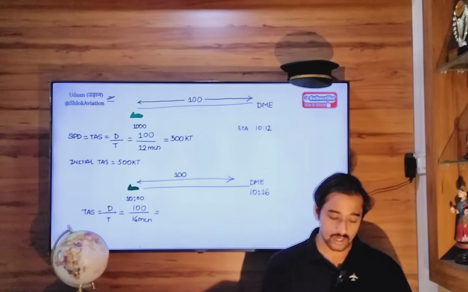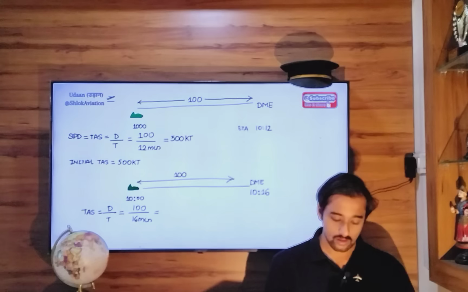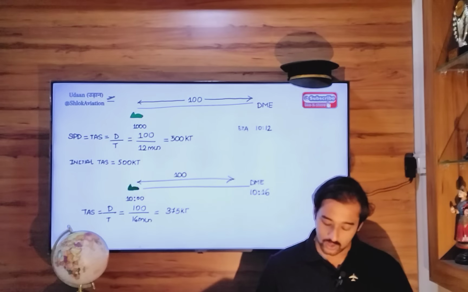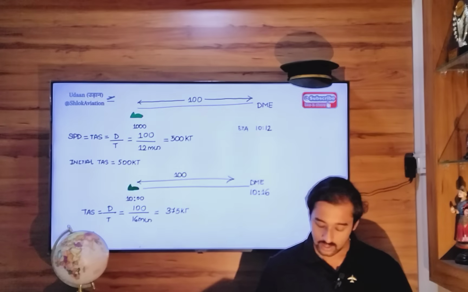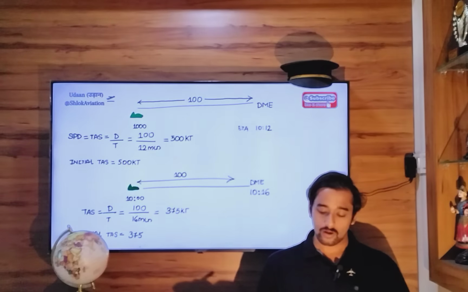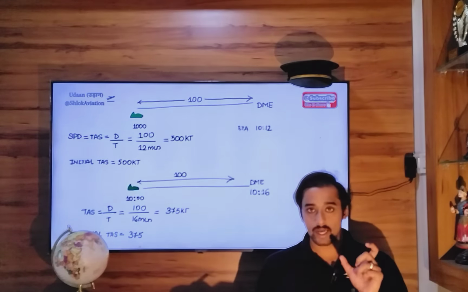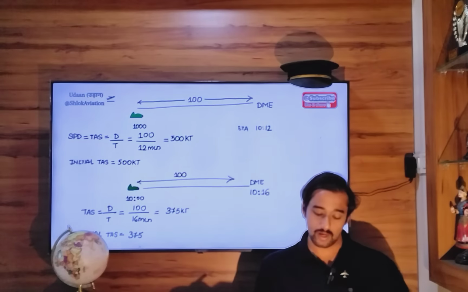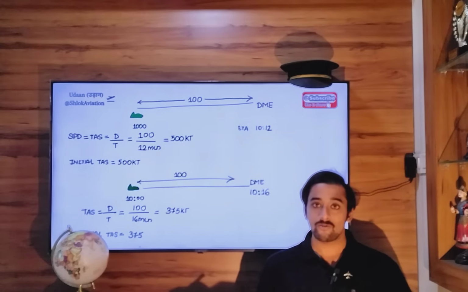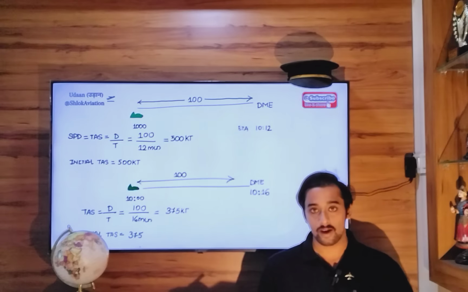So 100 divided by 16 is equal to 375 knots. So this is your final true airspeed. So final true airspeed is equal to 375 knots. So if you want to reach the DME station at 10:12, you should fly at a speed of 500 knots. In order to reach 4 minutes late, you should fly at a true airspeed of 375 knots.